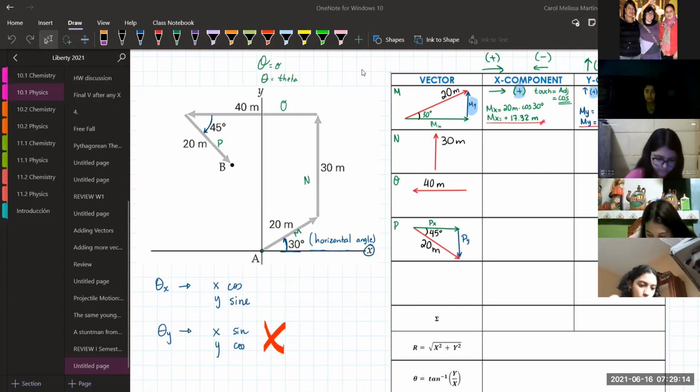The vector N, is it moving horizontally? No. It's just moving vertical.